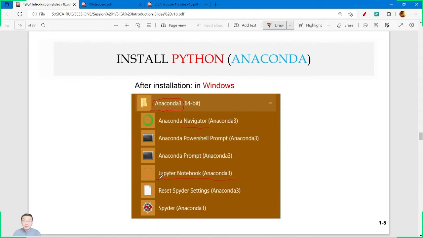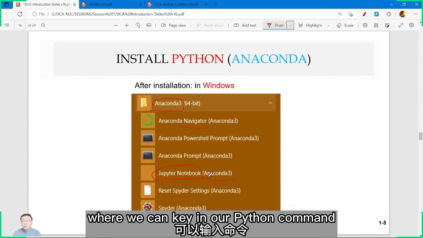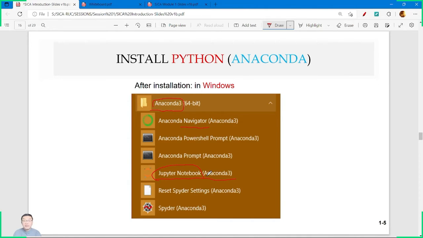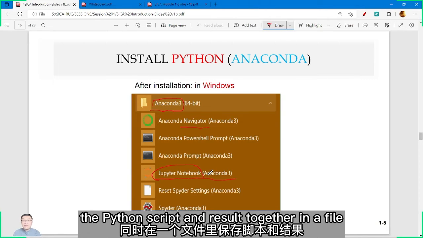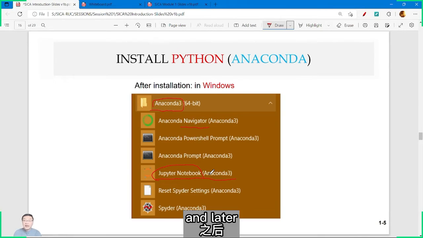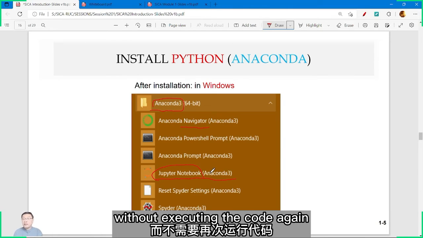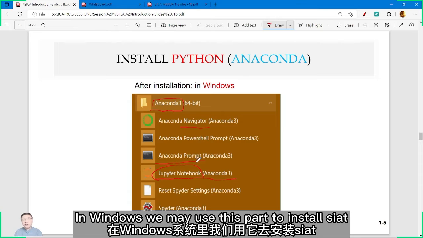So Jupyter Notebook is a Python platform where we can key in our Python command, execute Python, and then we can see the results. And most important, we can save the Python script and result together in a file. And later we can reopen the file and see the results again without executing the code again. This part, Anaconda prompt. In Windows, we may use this part to install CN.